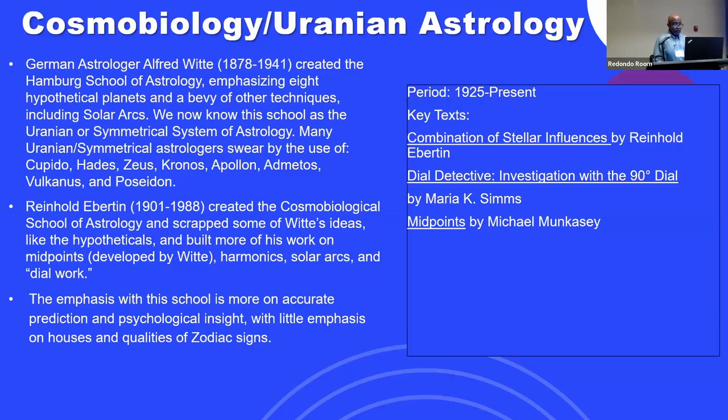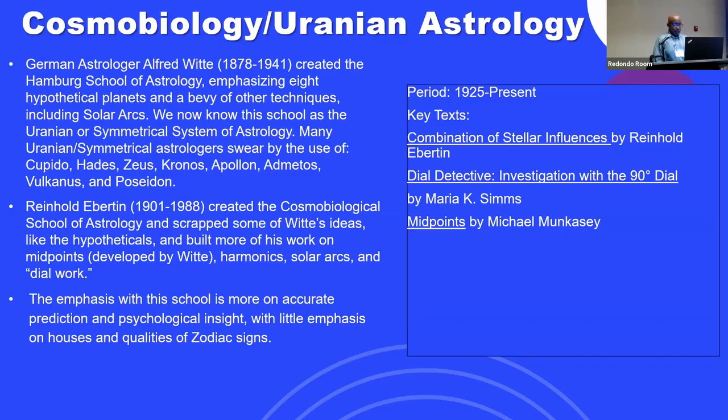And then Reinhold Ebertin, he also develops more the cosmobiological part of the school. And many of his ideas, paired with Witte's, become incorporated in modern parlance. So for instance, harmonics, astrologers will talk about solar arc direction and what's called dial work. I'll show you the dial in just a minute.